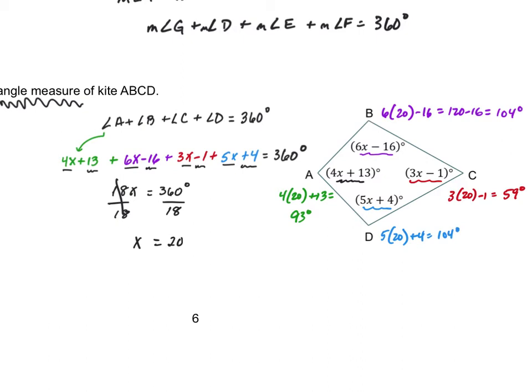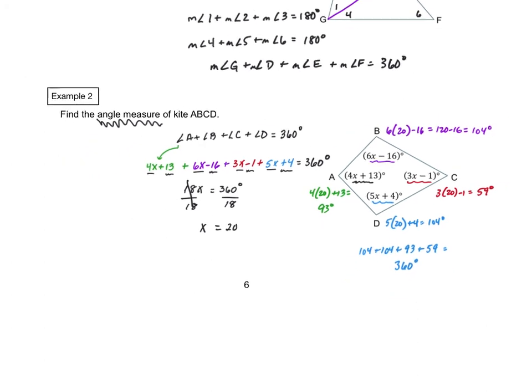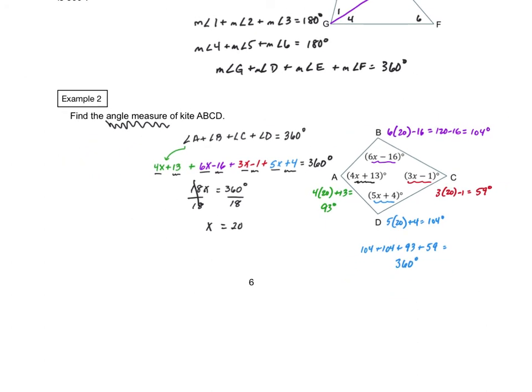What happens to my angle measurements? If we added them all up, we have 104 plus 104 plus 93 plus 59, and goodness, I hope those equal 360 degrees. Okay, so there we are. We're using some of those characteristics of a quadrilateral to find and solve a problem.